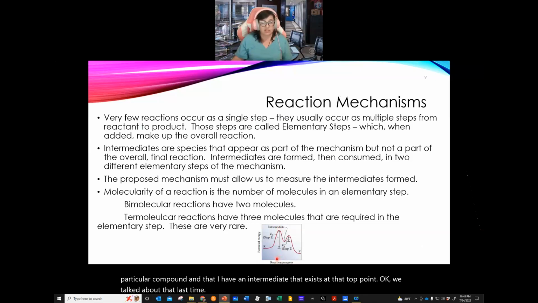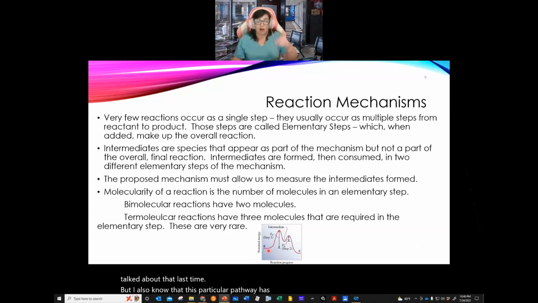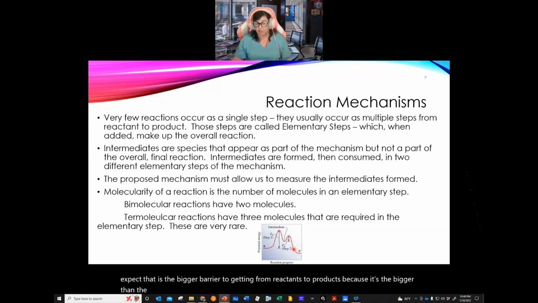But I also know that this particular pathway has 2 steps because there are 2 humps in that graph. So it's a 2-step process. That first step has a much higher activation energy than the second step does. So I would expect that that is the bigger barrier to getting from reactants to products because it's the one that requires the most energy, okay? In between the reactant and the product, I have this low point. What exists here is what's called an intermediate, okay?